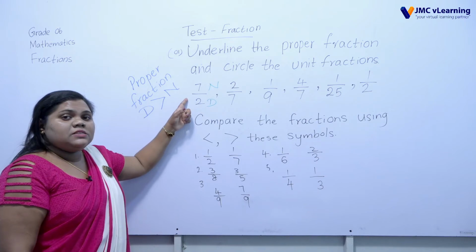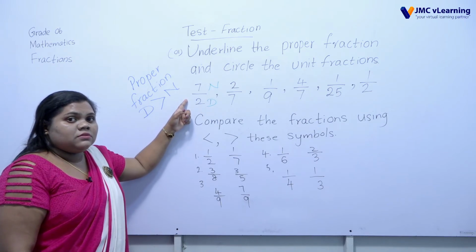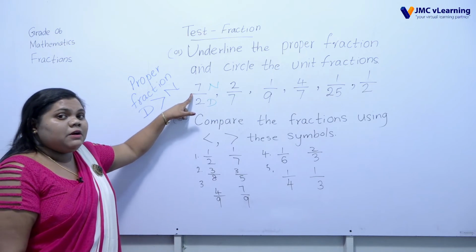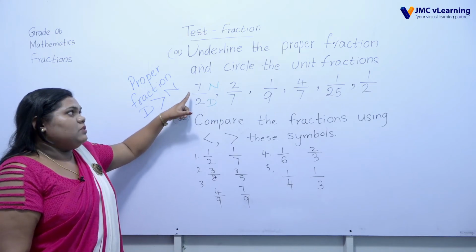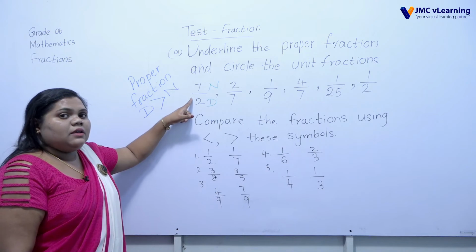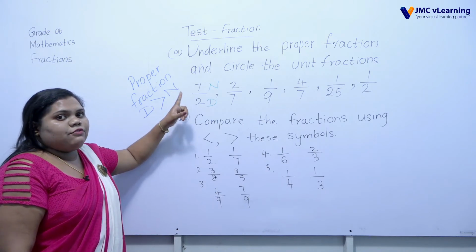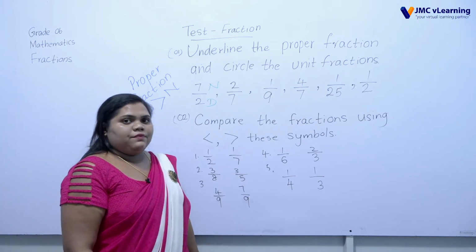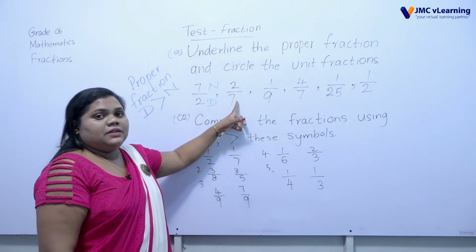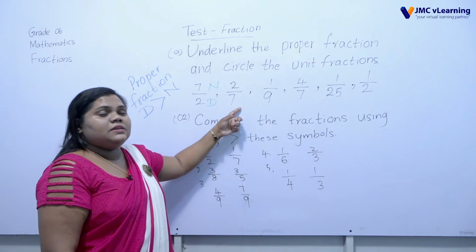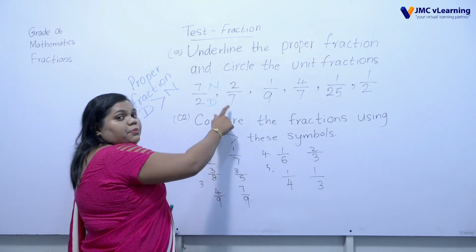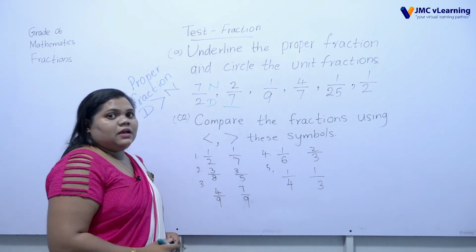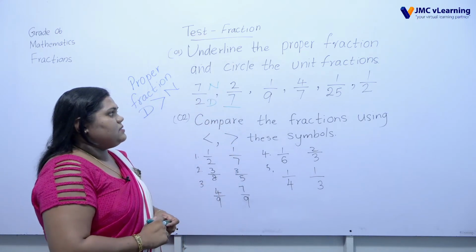Can you take this one as a unit fraction? No. Why? Because if you talk about the unit fraction, the numerator must be 1. So this is not a proper fraction and this is not a unit fraction. Okay, now this one. 2 out of 7. Denominator, numerator. Denominator is bigger than numerator. So we can take this one as a proper fraction. So we have to underline it. I have underlined. Okay, next.